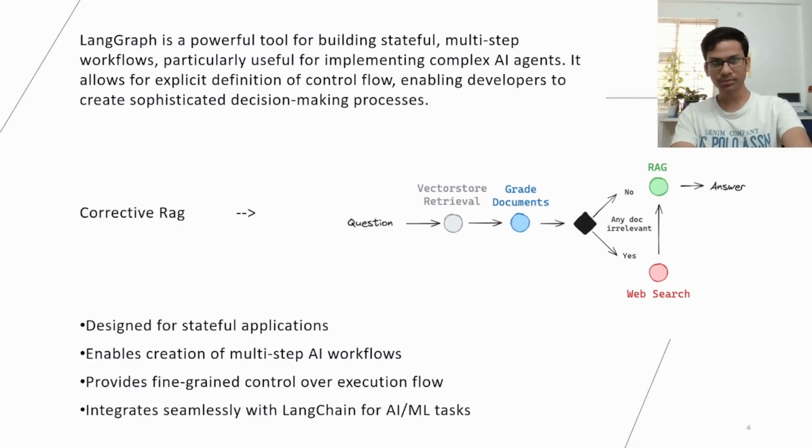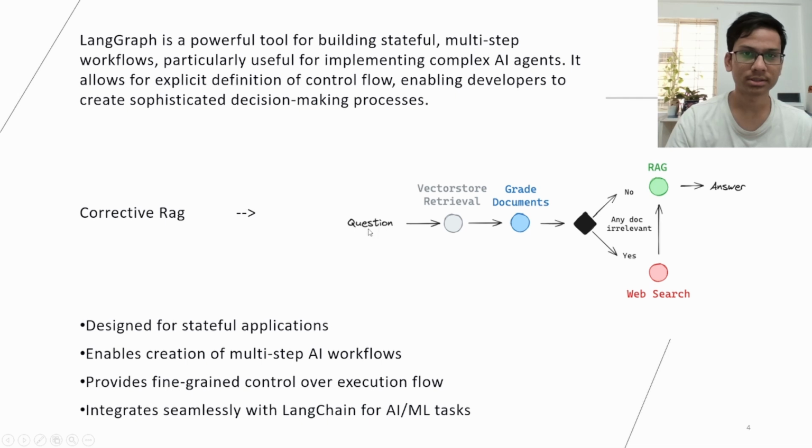Yeah. So LangGraph is a powerful tool for building multi-step workflows, and you can make an AI agent that does better RAG. So usually how it works is you have a question, right? Your usual RAG takes a question. All your documents are stored in some kind of vector store. You retrieve them from the vector store. Then you directly pass that to the LLM and get your answer.